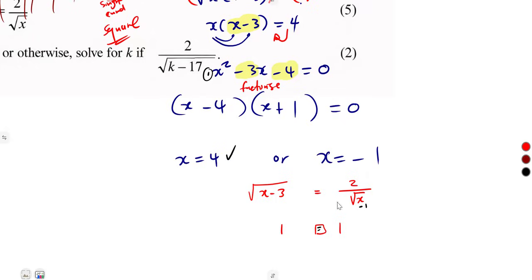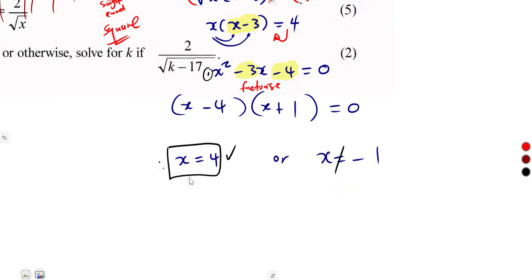By just putting a negative here, we can see that we do not have a solution. We cannot determine the square root of a negative. So x can never be equal to negative 1. So the only value of x that we're going to have is a positive 4. That is the condition of our question.